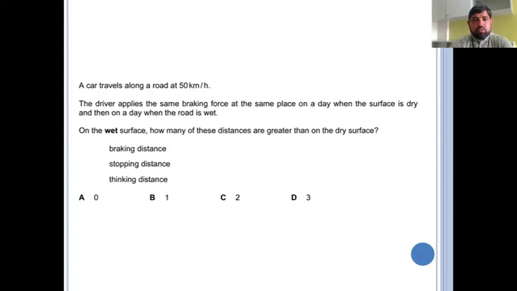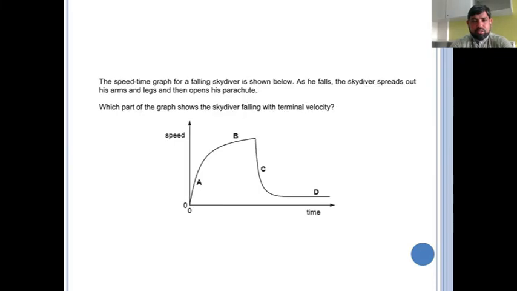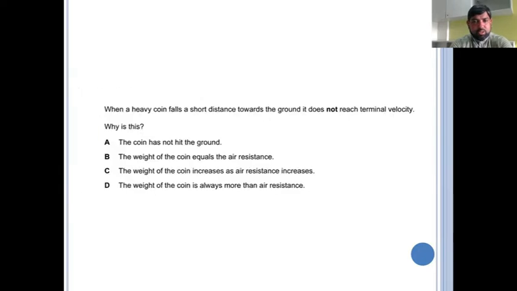A car travels along a road at 50 kilometers per hour. The driver applies brakes and, okay, so that's where we start dynamics. So we'll be discussing, no, that's not dynamics. So we'll be discussing this MCQ later.